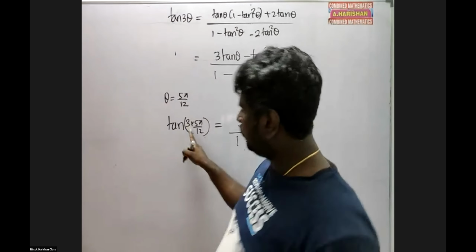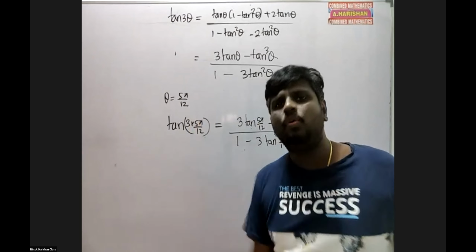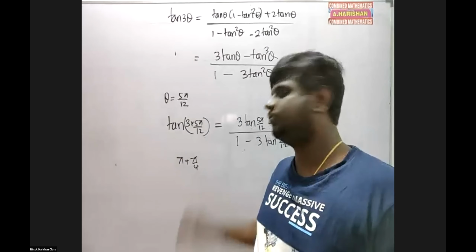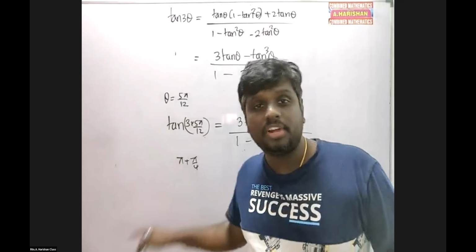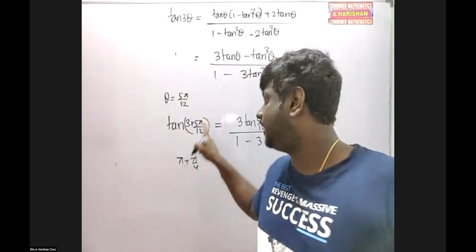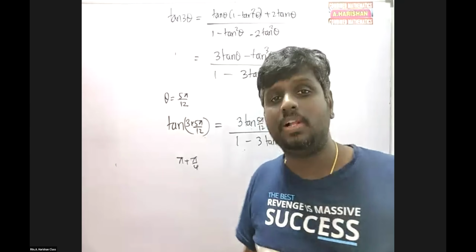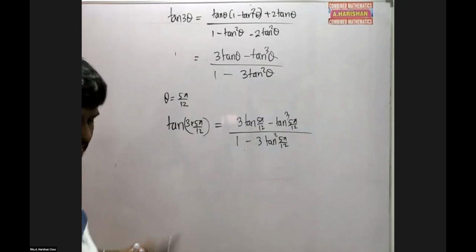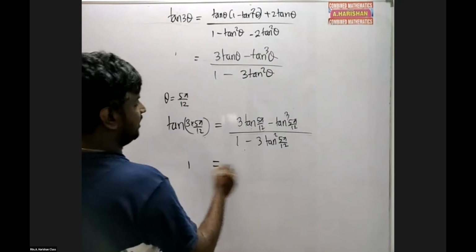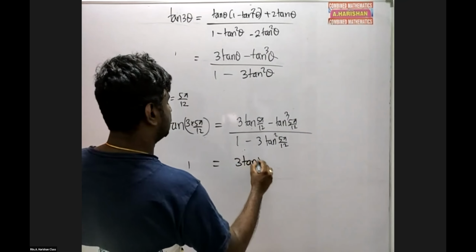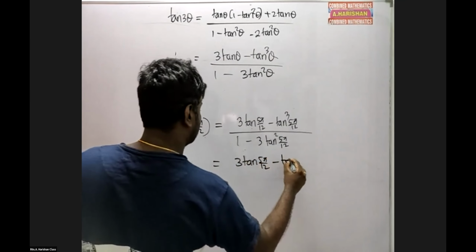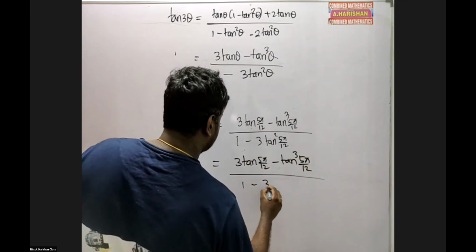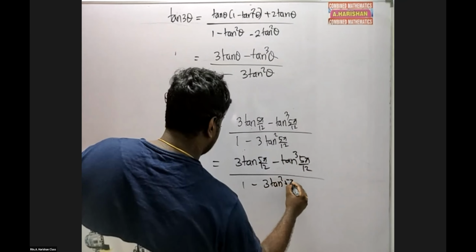So 5 pi by 4. What is 5 pi by 4? Pi plus pi by 4 is 5 pi by 4. Third quadrant, tan plus, so tan 5 pi by 4 equals tan pi by 4, that means 1. So this is going to be 1. Next step, you have to repeat it again: tan cubed 5 pi by 12 divided by 1 minus 3 tan squared 5 pi by 12.